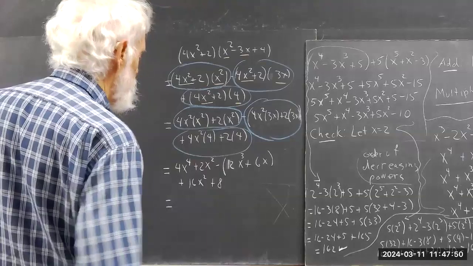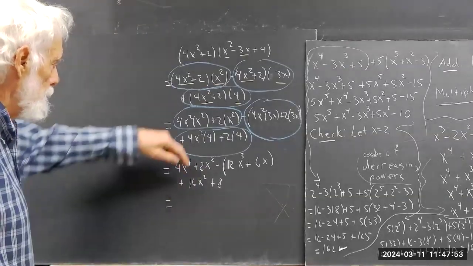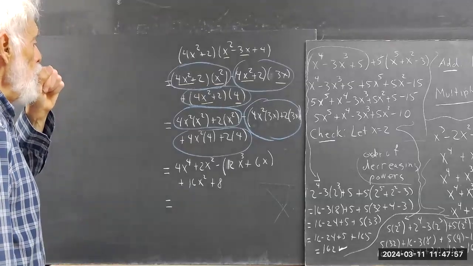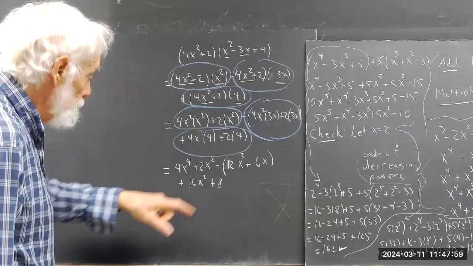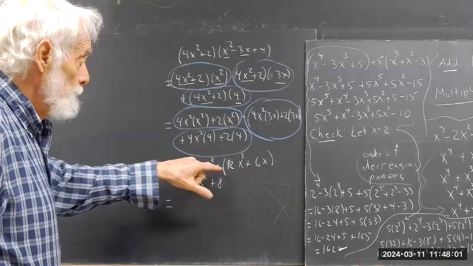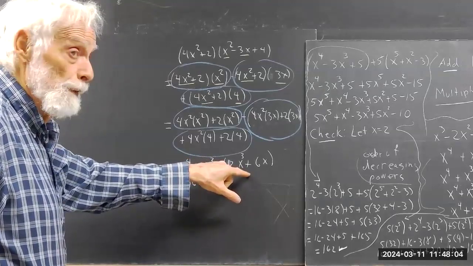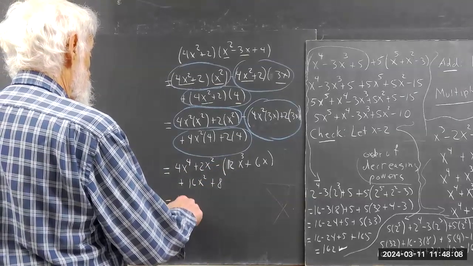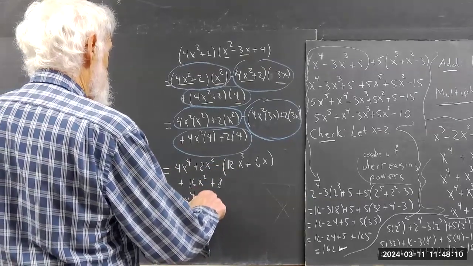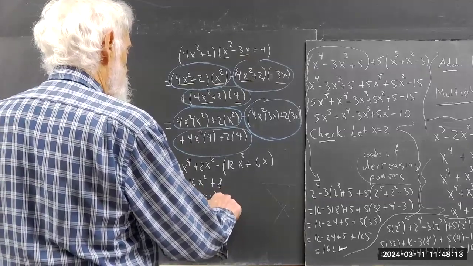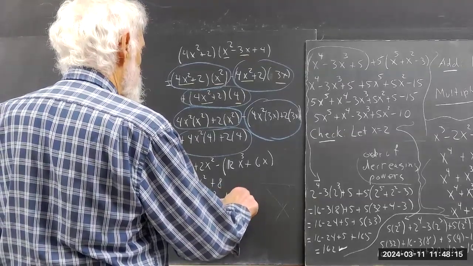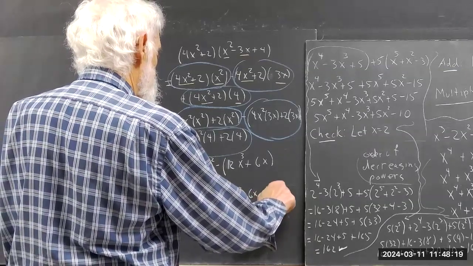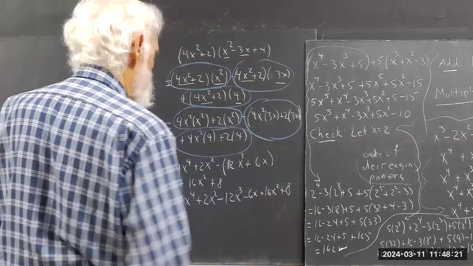Now, one step at a time, I could start combining things. I've got a 2x squared that I could add to 16x squared if I wanted to. But I'm going to be careful. I'm going to be very methodical, and I'm going to just distribute the minus sign through this set of parentheses to make sure my signs are correct. 4x to the fourth plus 2x squared minus 12x cubed minus 6x plus 16x squared plus 8.